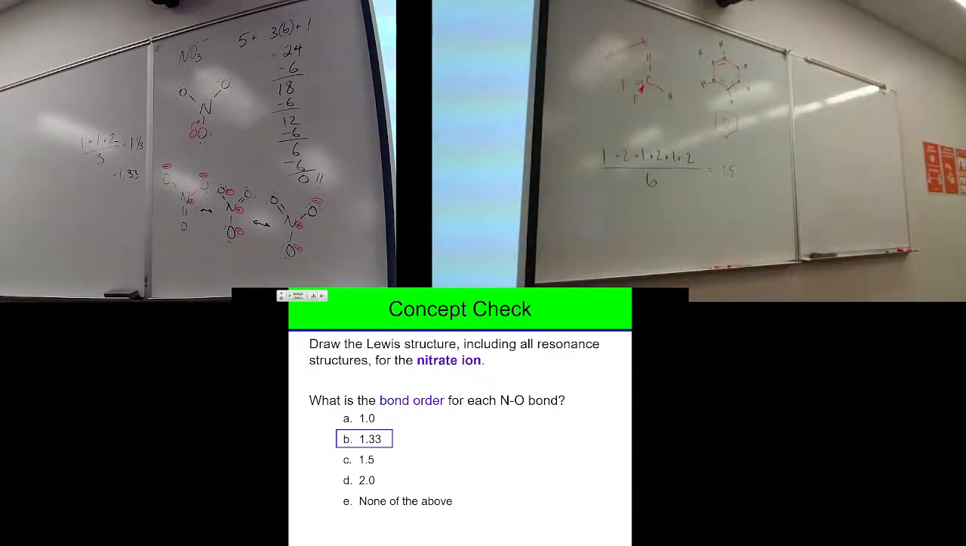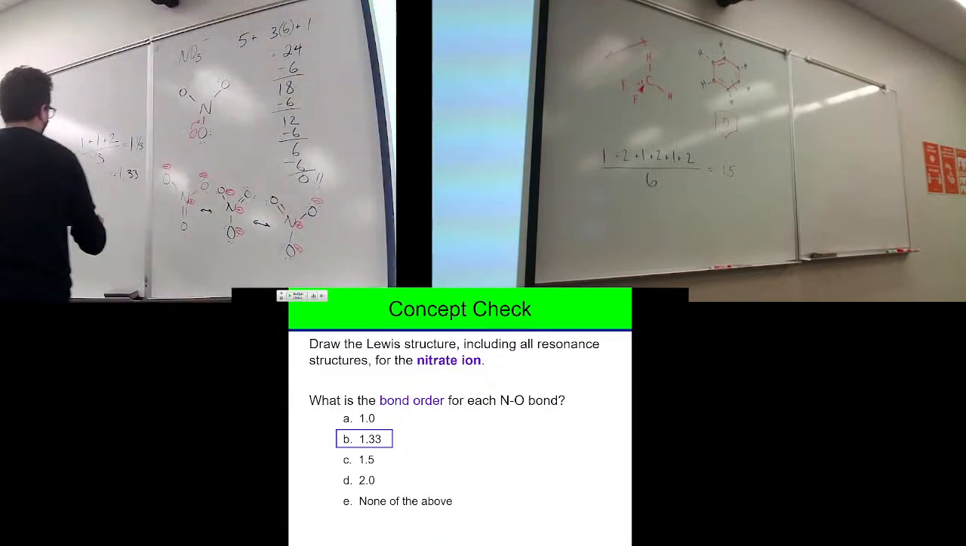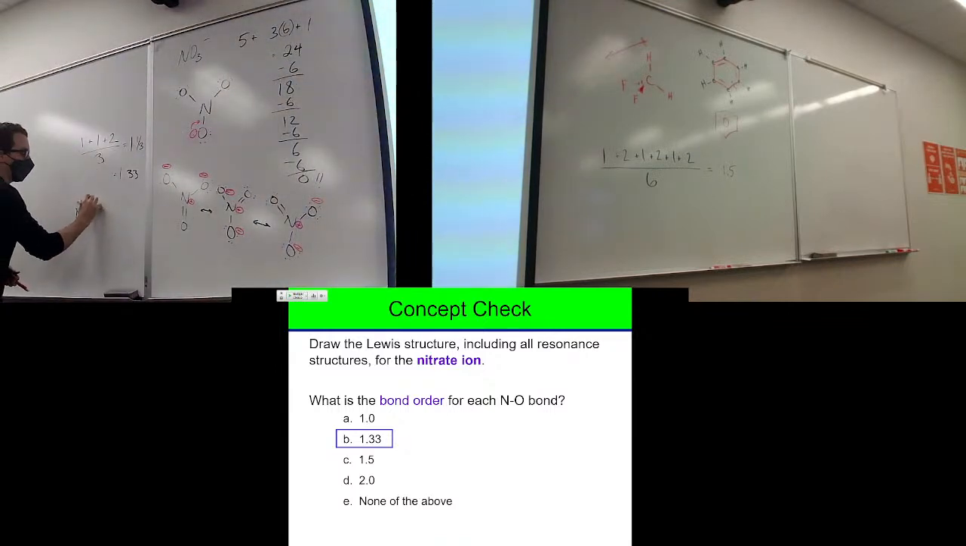So what is the true picture of this thing? I can't draw 1 and a third bond exactly, but it's a little bit like this. That's the real picture of nitrate ion. And we can verify it. We can measure the bond length of any of the NO bonds, and they're all the same.